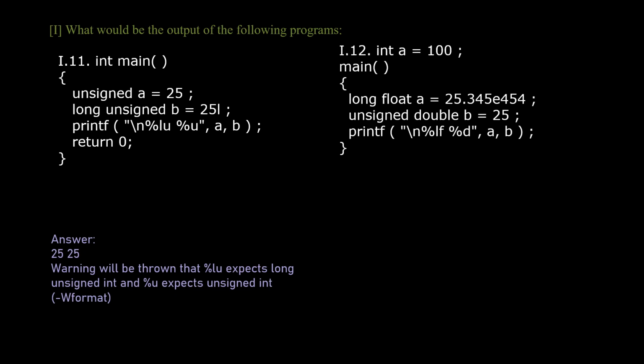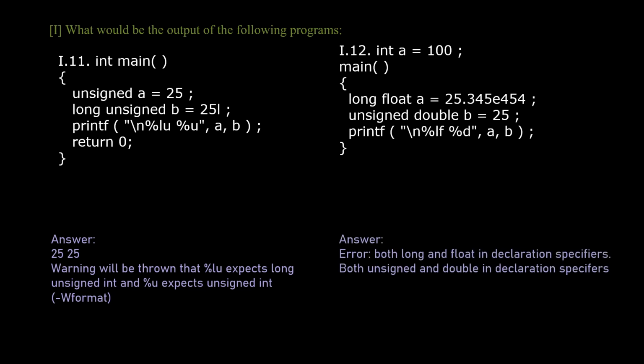Let's see 12th question. Int a equal to 100, long float a equal to 25.345e454, unsigned double b equal to 25. So long is not allowed for float, it is only for int. So this is an error, and unsigned int only is allowed, unsigned float or unsigned double is not there. So the output is error.